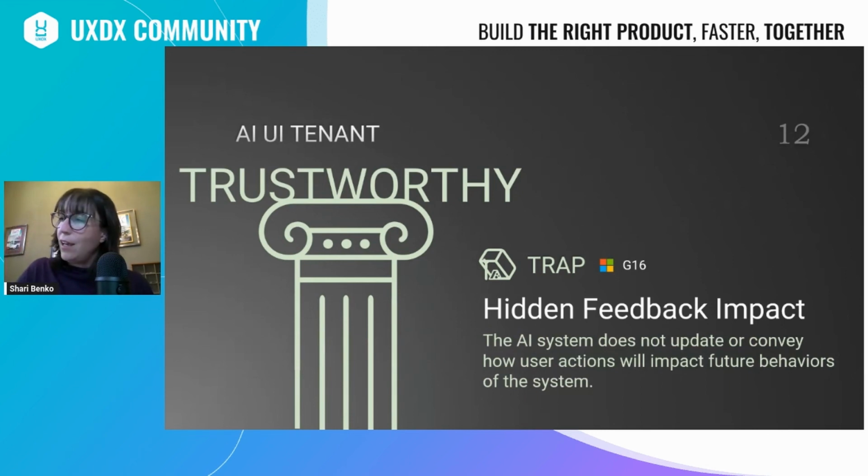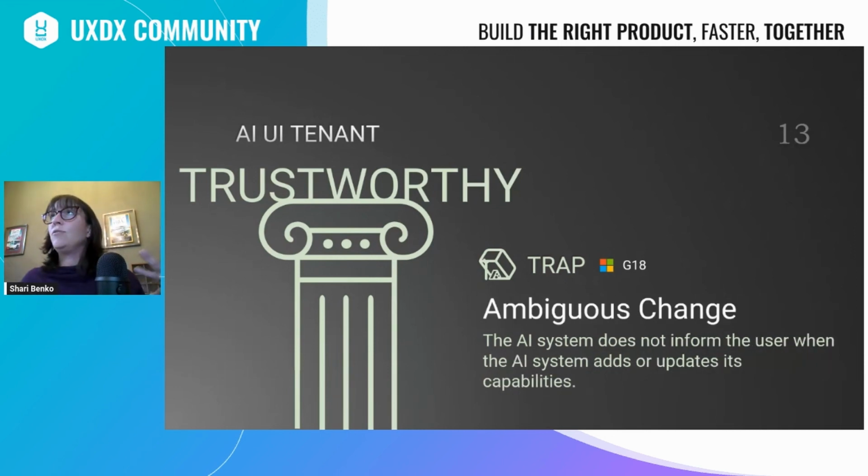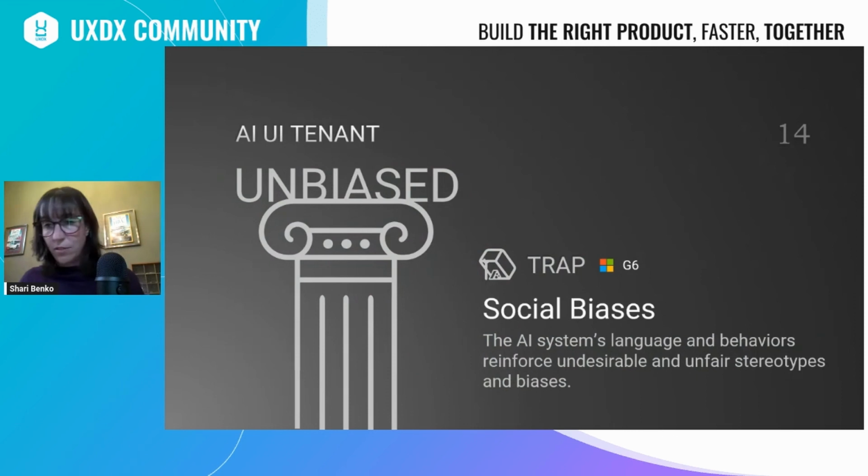And again, I don't have a ton of examples of these things because I feel like user interfaces for AI are still new and evolving. So this one is trustworthy, ambiguous change. The AI system does not inform the user when the AI system adds or updates its capabilities. Very similar. And again, I feel like some of these are a little bit redundant, but still useful to make sure that you're fully thinking through what it is you're designing. The next one's pretty obvious, unbiased.